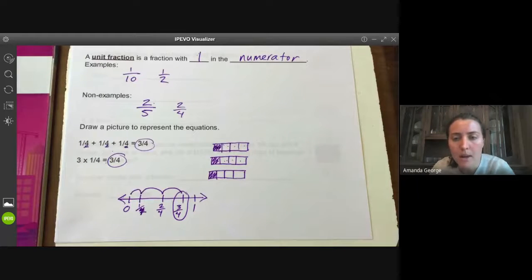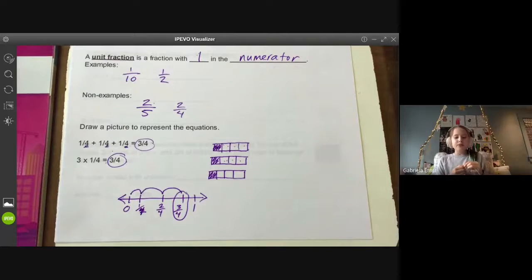Any questions about that so far? Gabby. And then Claire, I'll come to you after. Nice. So do we have to do both or just one?